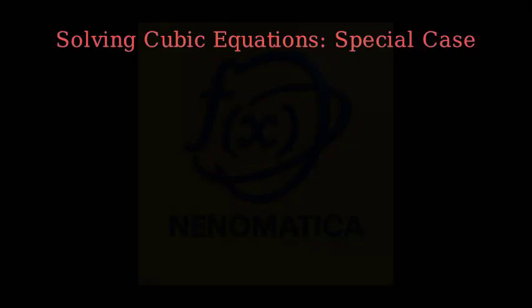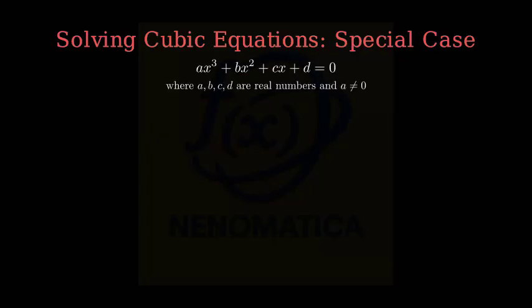Today, we're going to explore a special case for solving cubic equations when the sum of the coefficients equals 0. Let's start by looking at the general form of a cubic equation, which is ax cubed plus bx squared plus cx plus d equals 0, where a, b, c, and d are real numbers and a is not equal to 0.